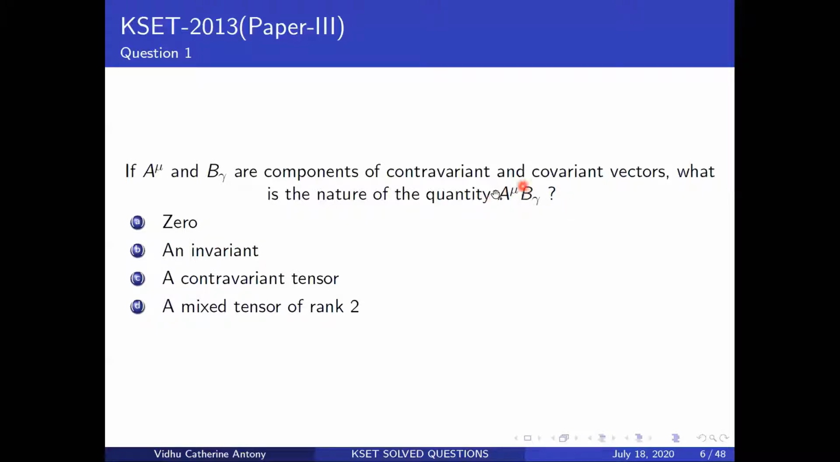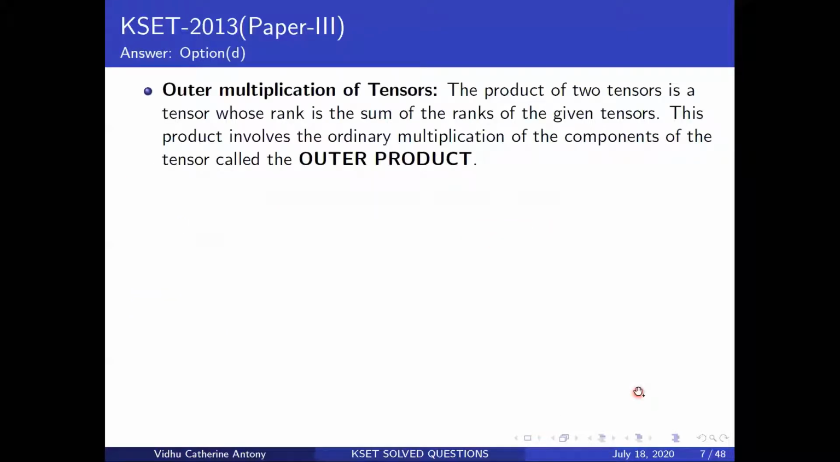This is basically a product of two tensors. So you're looking at the outer product of two tensors. There is also another variant called the inner product, but we're not discussing that right now. So the outer multiplication of two tensors is going to be given to you in this way.